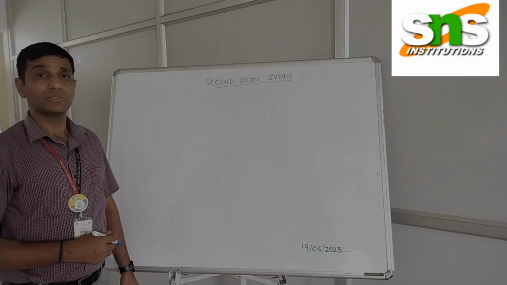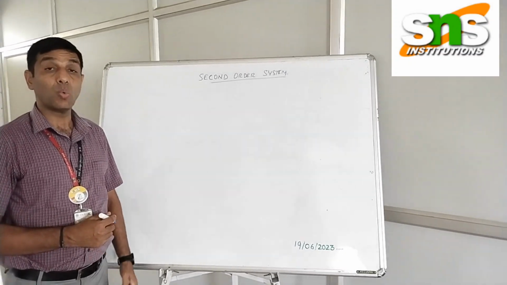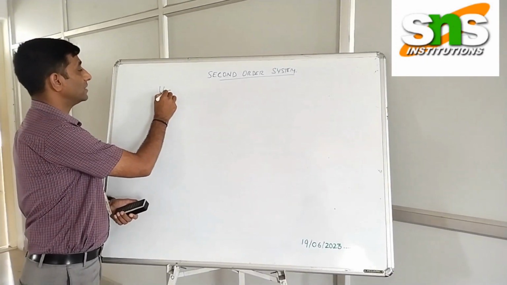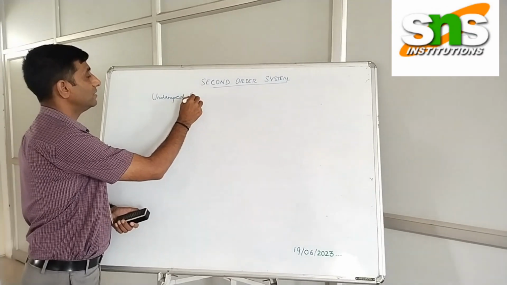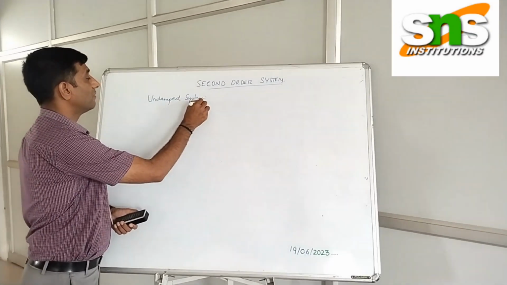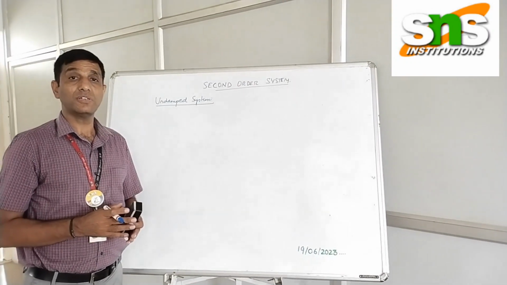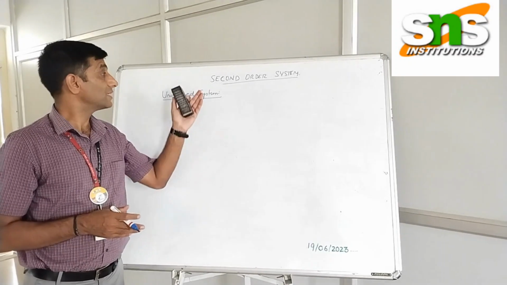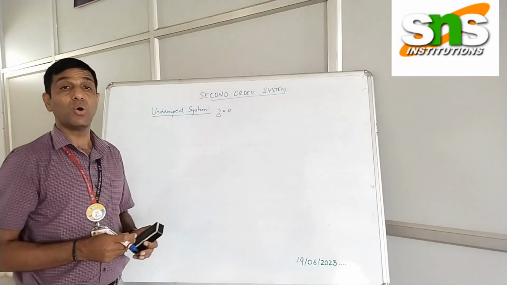So good afternoon. In today's lecture series, we are going to discuss one of our second order systems, which is called the undamped system. In our earlier lecture series, we discussed the classification of second order systems based on the damping ratio. The first system is the undamped system, where the damping ratio is equal to 0.